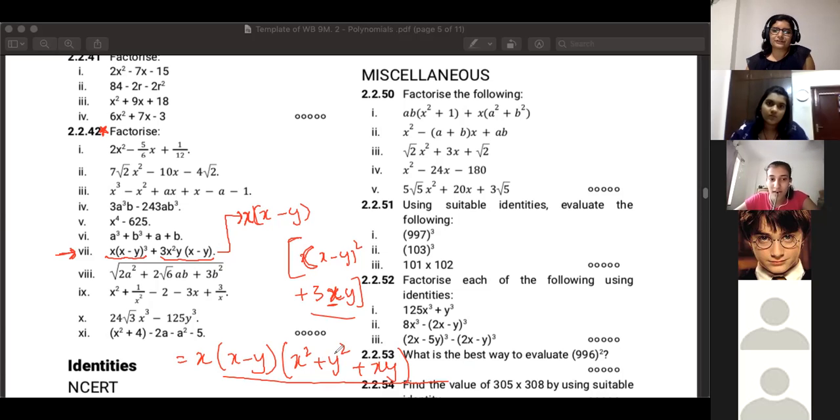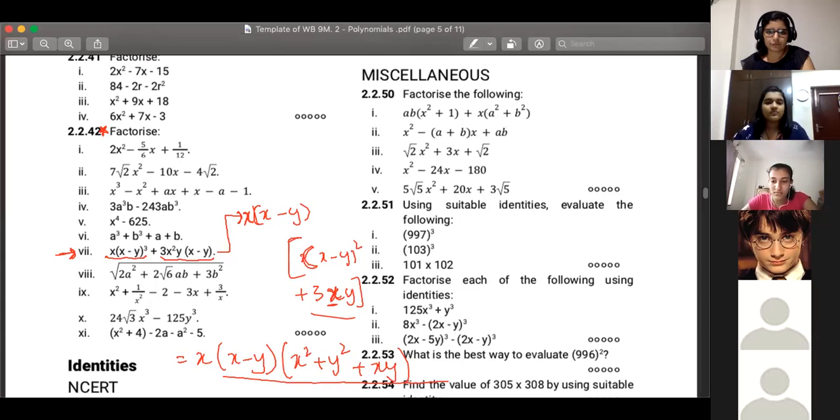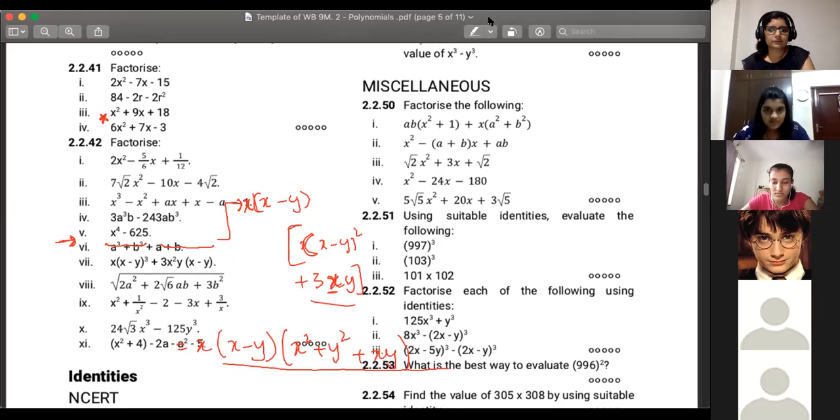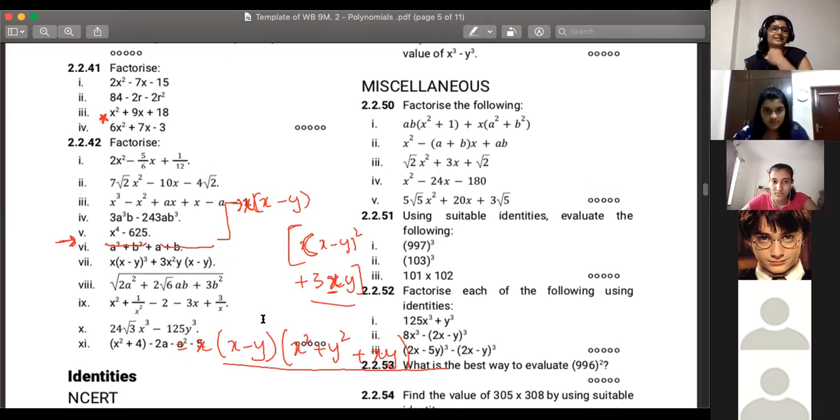Is Samriddhi right or wrong? Like, does anyone agree or disagree with her? Ma'am, I can't see it right now. Not able to see? What about now? Yes. Ma'am, a cube minus b cube. Nice. Yes. So this looks like a cube minus b cube, not a minus b whole cube. Okay.